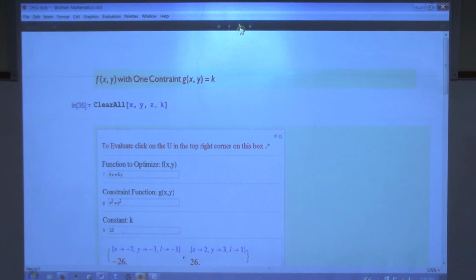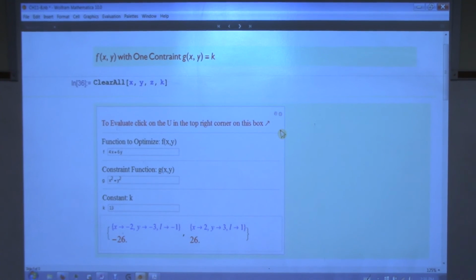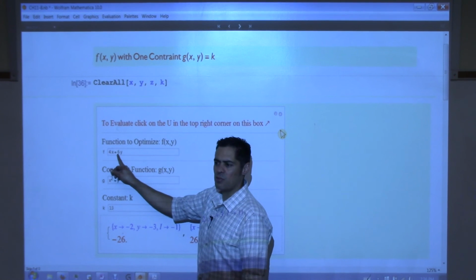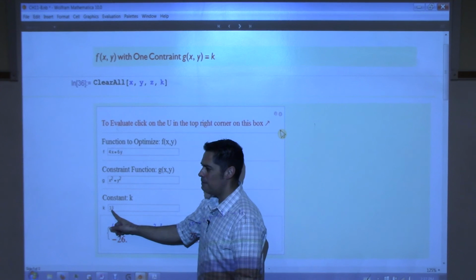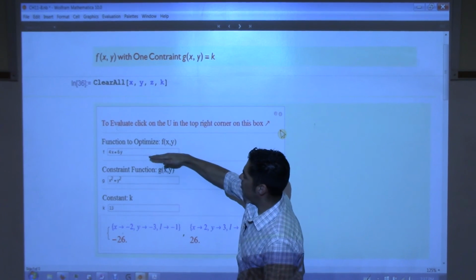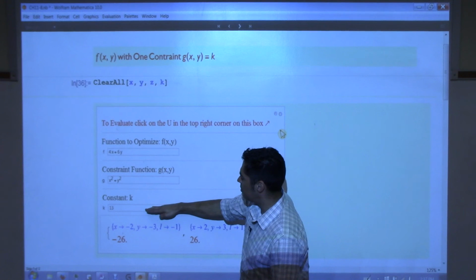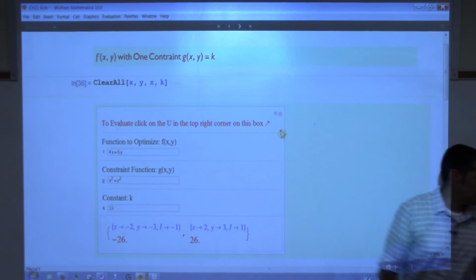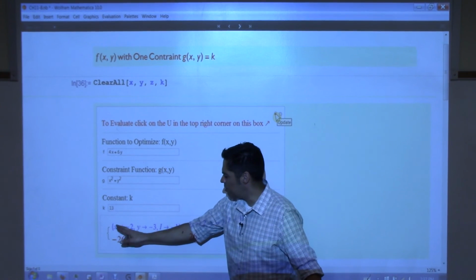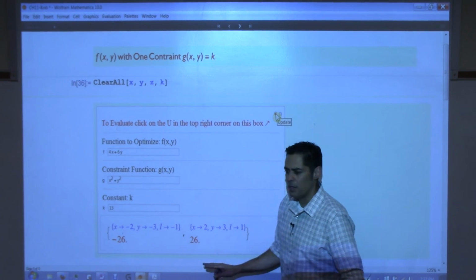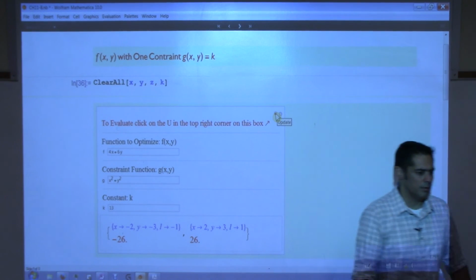I made these calculators where you can put in, like the problem we just did a second ago. Remember where we had that plane? F of x was 4x plus 6y. And it was constrained to that circle, x squared plus y squared was equal to 13. If you type the function in, the constraint function, and then the constant, and then you hit this little U button, this program will actually go through and find your optimum solutions, your x, your y, and your lambda. It'll actually do it for you.